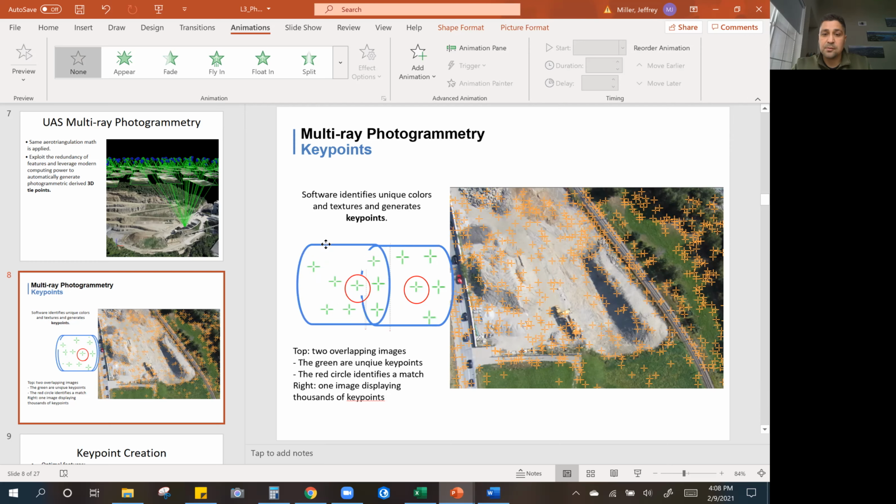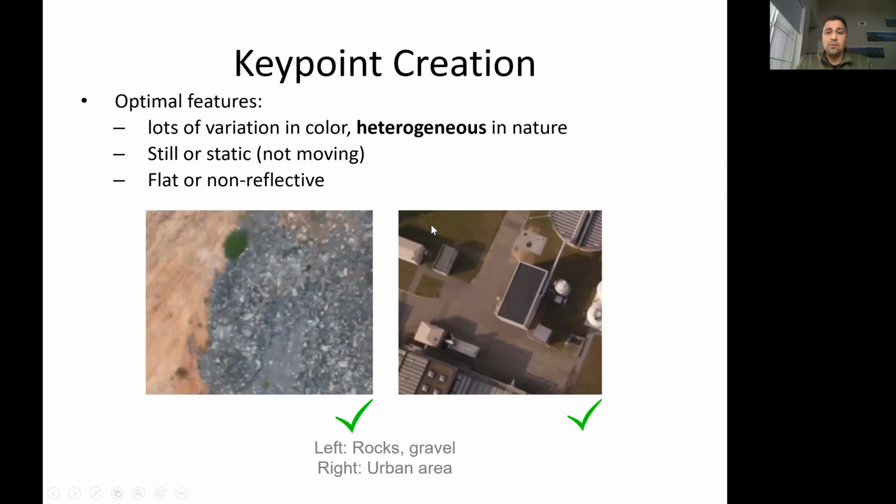Let me try that again. Imagine we've got two photos here, and this is where they exist in real space, but over the same scene, it would look something like this. We'll come back to this in a second. Let's keep focusing on this idea of key points for right now. When it comes to the software creating these key points, remember these are unique colors, so things that have a lot of variation, heterogeneous in nature, meaning there's a lot of variety. Things that are still and don't move.